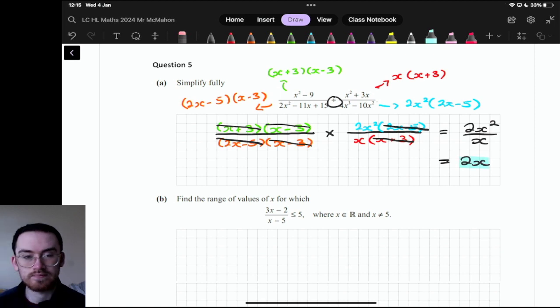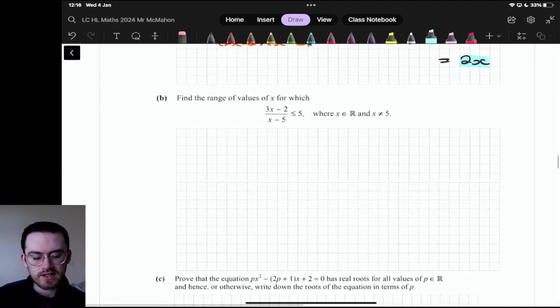So the key thing there is to take that first little step, try and factorize all of those different parts, simplify them down as best you can, and you will generally find that some of them will have common factors that will divide in nicely and make the sum a lot easier for you. When you're simplifying, we should end up with an answer that's simpler than the one we started with. That's generally the goal.